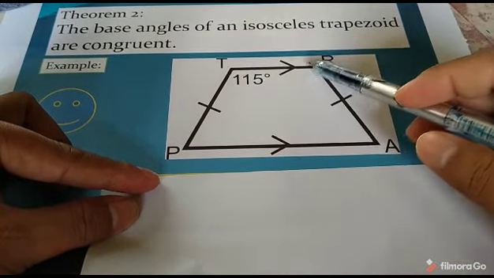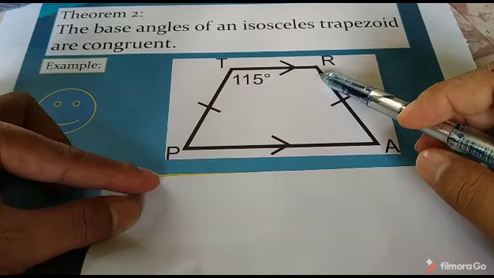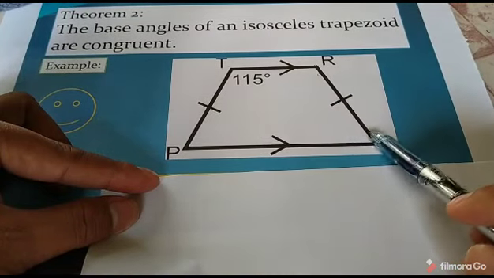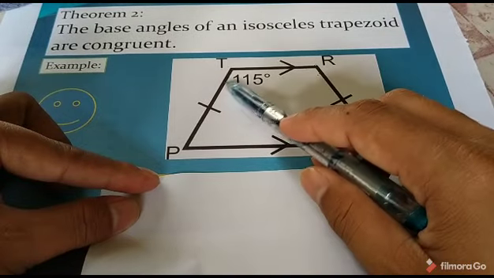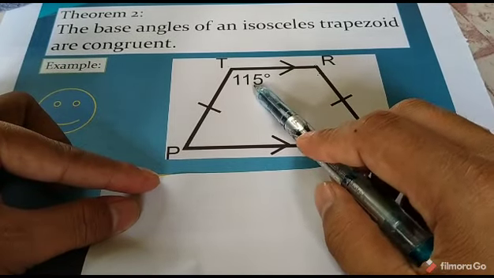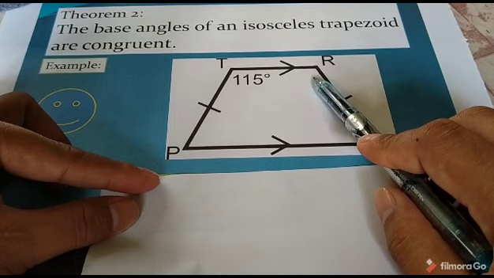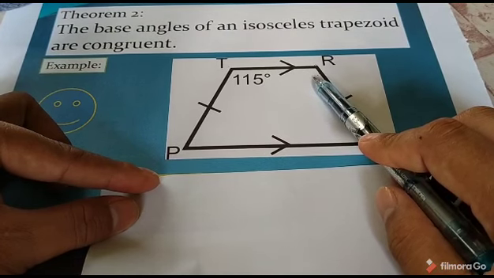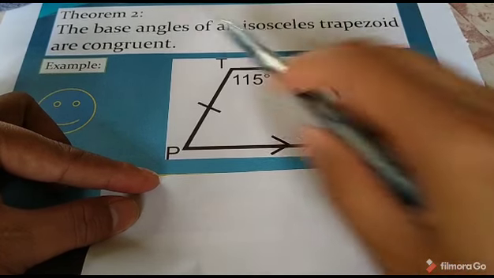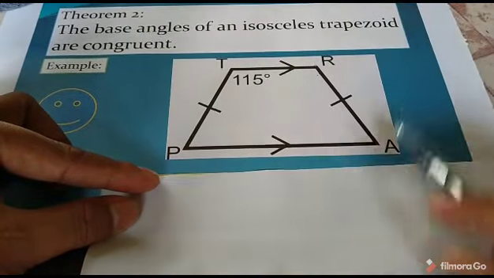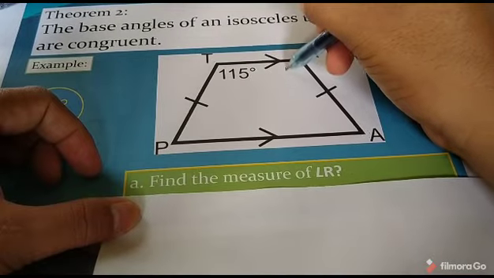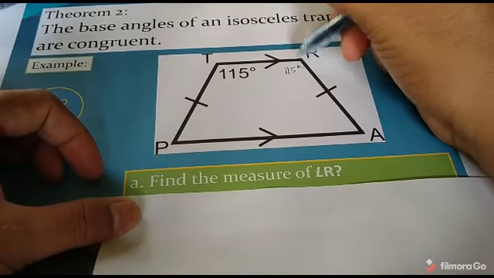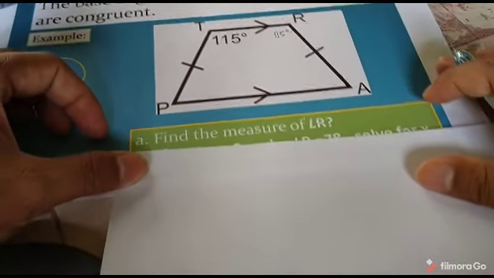Angle T and angle R are the base angles, and angle P and angle A as well. So take note that angle T is 115 degrees, meaning angle R will also be 115 degrees because of theorem number 2. Is that clear? So this one now is 115 degrees. So no need for us to show our solutions.